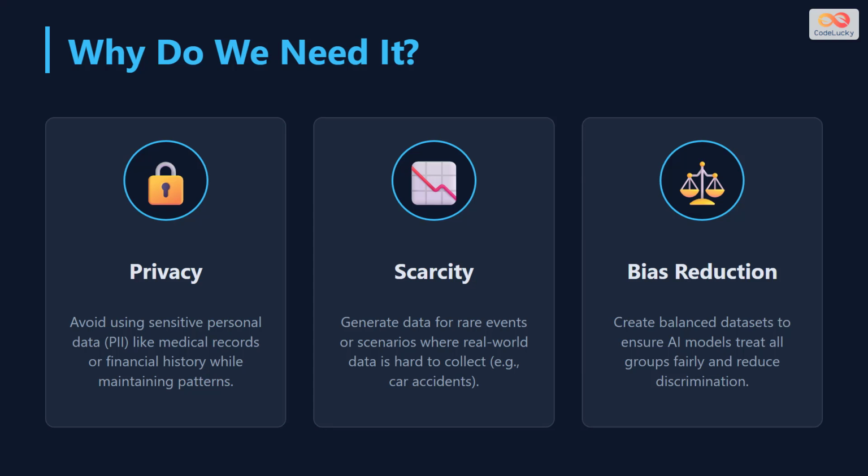Why do we need synthetic data? There are three main drivers. First is privacy. We can avoid using sensitive personal information, like medical records, while still maintaining useful patterns. Second is scarcity. It allows us to generate data for rare events that are hard to capture in real life. And third is bias reduction. We can intentionally create balanced datasets to ensure AI models treat all groups fairly.